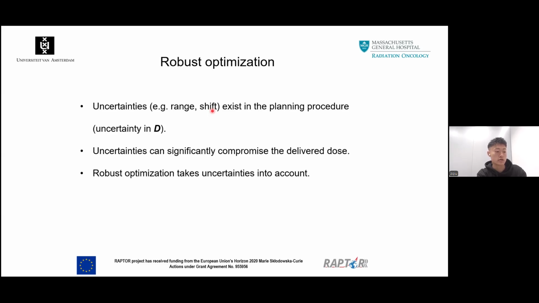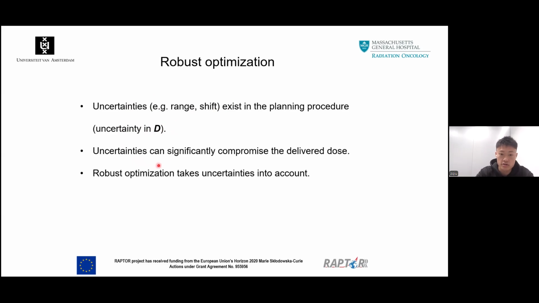So the patient will lay on the couch. We take a picture of this patient and we make a treatment plan. And the next day, when we treat the patient, they are going to lay on the couch again, but there can be a slight difference between the positions. So that's the shift. And these uncertainties yield uncertainty in the D matrix, the capital D matrix.